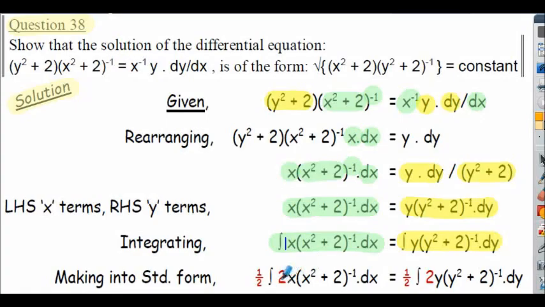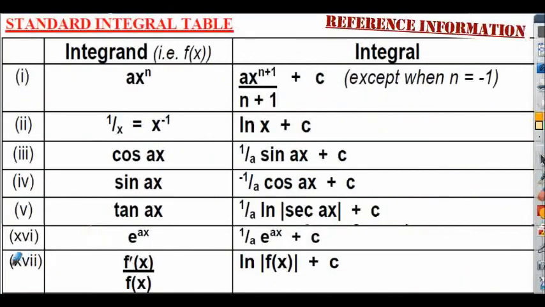So we need to multiply the numerator by 2, but that means we have to have a half outside of the integral. Now we've made it into standard form on the left hand side and a similar approach on the right hand side. So again, this is the standard form we're using to integrate both left hand side and right hand side.